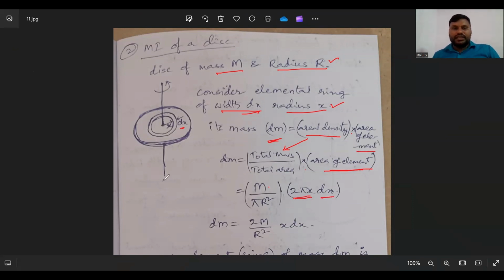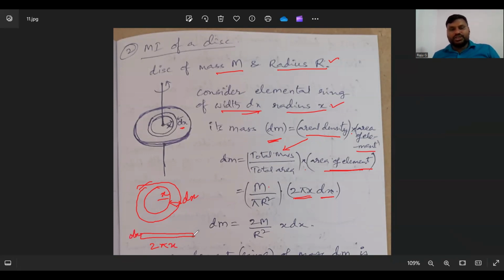This element area, if we consider this is the element, a circular strip is our element whose radius is x and width is dx. If we cut this circle and place it on the plane, it looks like a rectangle. The length of the rectangle will be the circumference of this circle, 2 pi x, and its width will be dx.